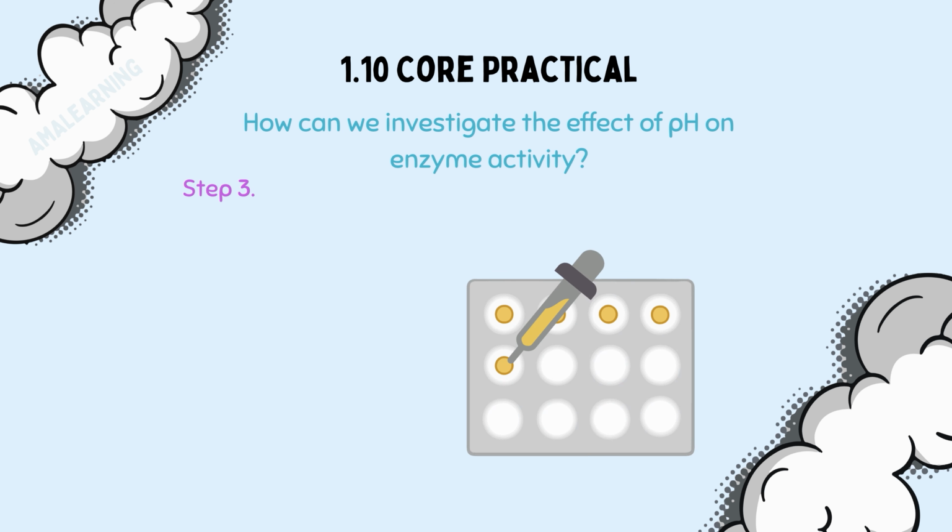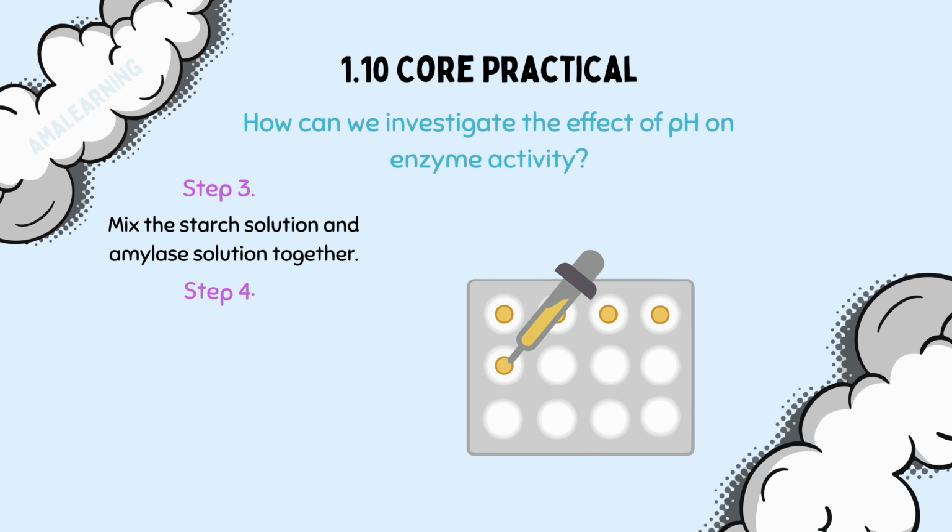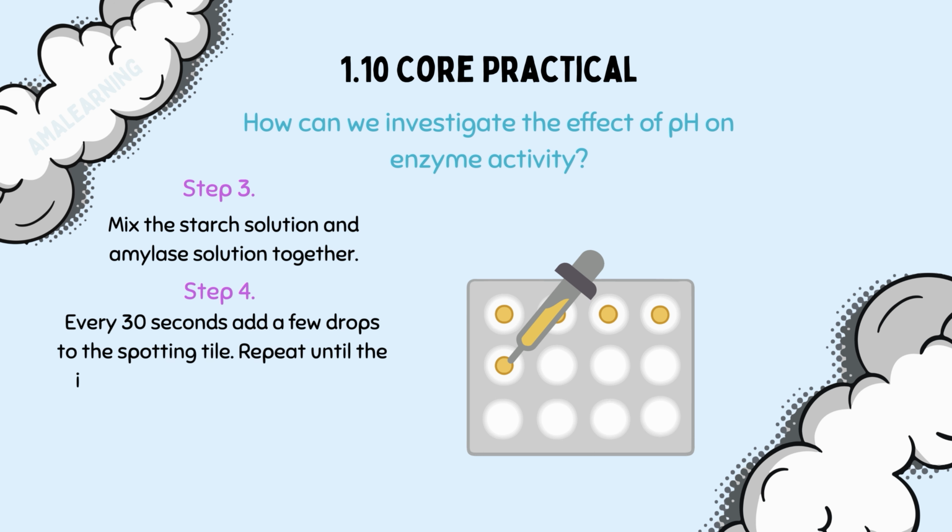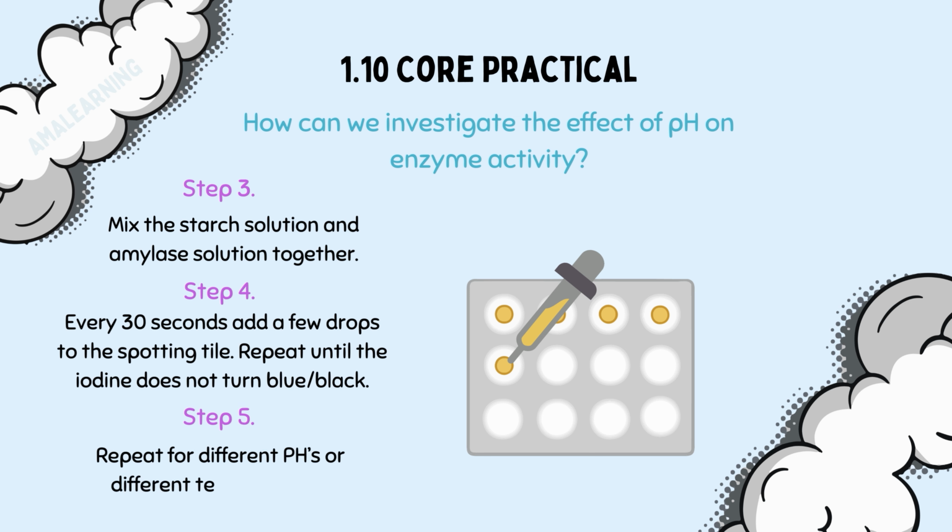Step 3. Mix the starch solution and amylase solution together. Step 4. Every 30 seconds add a few drops to the spotting tile. Repeat until the iodine does not turn blue-black. Step 5. Repeat for different pHs or different temperatures. For steps 3, 4 and 5, it is important to note that initially the iodine turns blue-black but will not change color once the starch has been broken down into glucose.